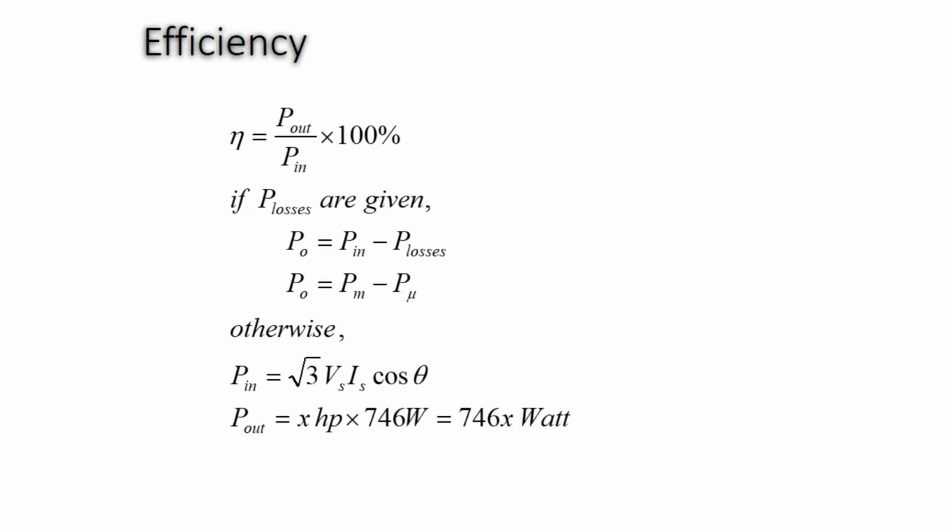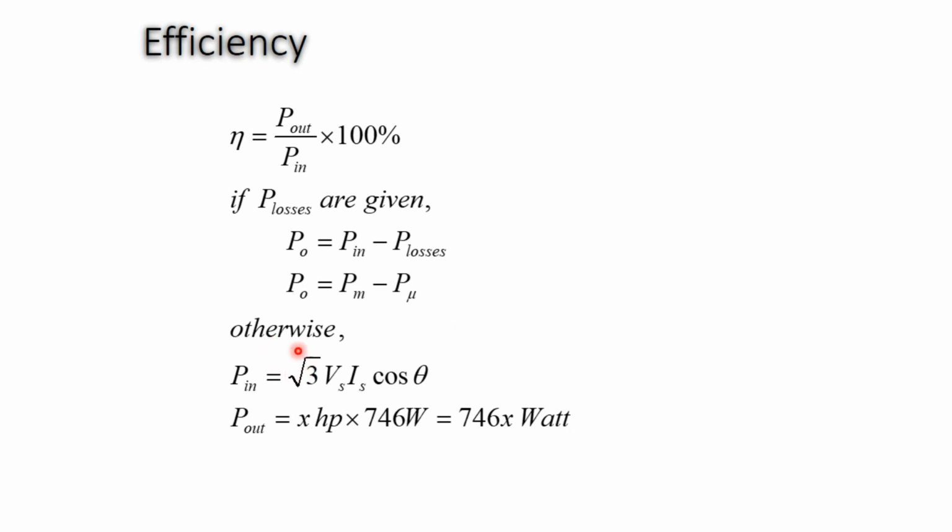Now find out the efficiency of induction motor. Efficiency is equal to output upon input. Here efficiency is equal to P out upon P in, where P out is the output of the induction motor and P in is the input of the induction motor. If the losses P losses are given, output is equal to input minus losses, so P out is P in minus P losses, where P out is equal to Pm minus P mu.